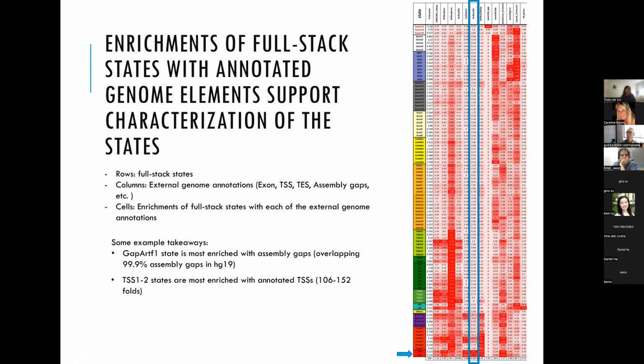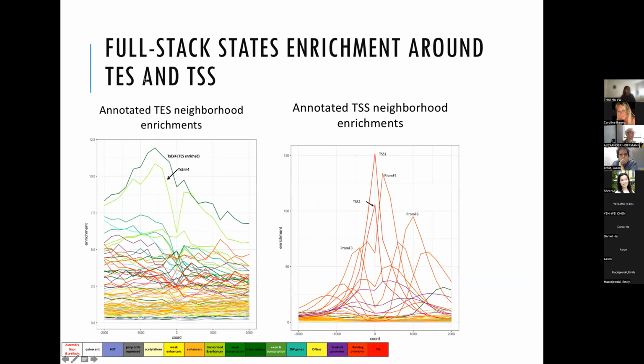And another example is these two states that are in the group of transcription start site, TSS 1 and 2 states, which are the two states most distinctly enriched with annotated transcription start sites. It shows more than 100-fold enrichment. And there are many other takeaways from this plot, and we summarize all these in our state characteristics accompanying the paper. We also look at the neighborhood enrichment around transcription end site and transcription start site. And these two plots help us highlight certain states that are highly enriched around the neighborhood of transcription start site and transcription end site. It can also help us further characterize a state in terms of their upstream or downstream enrichment with TSS or TES.